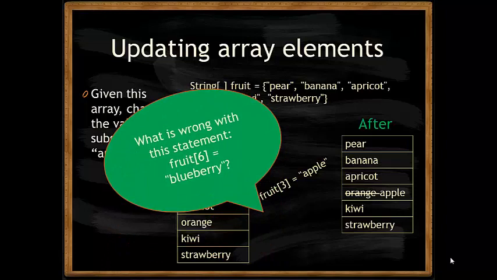Now, let's take a look at this statement. What's wrong with saying fruit at position 6 is equal to blueberry? And again, because it's a fixed size, fruit at position 6 does not exist. It only goes up to position 5. So there is no position 6, and this is what we call an out-of-bounds exception error. And it's probably one of the most common errors that we'll see when dealing with arrays.